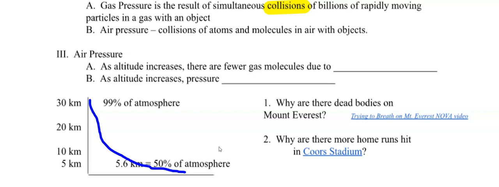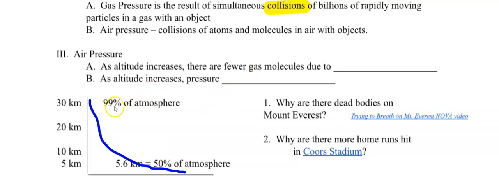But then if you go down to 5.6 kilometers, which isn't that far away, some of you may only live 5.6 kilometers away from Oak Hills High School. So it's not that big of a distance. Half of our atmosphere is located in the first 5.6 kilometers. Why is that? Well, as altitude increases, there are fewer gas molecules.